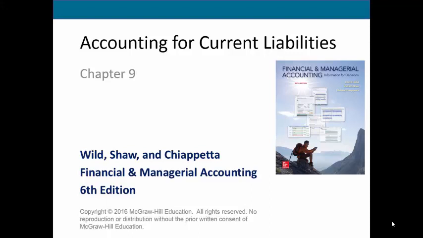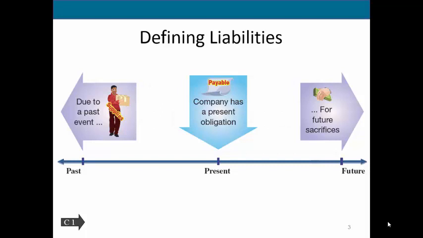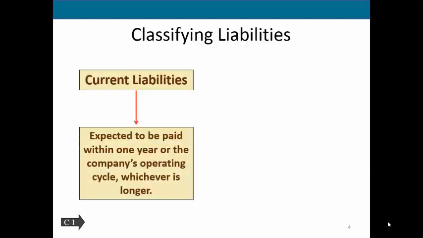In Chapter 9, we're going to look more closely into the accounting for current liabilities. And the idea of liabilities and current versus long-term liabilities is not new, but we're going to go ahead and refresh that definition. Remember, a liability is an obligation that a company has, some type of future sacrifice that is due to something that has already occurred, so due to some type of past event.